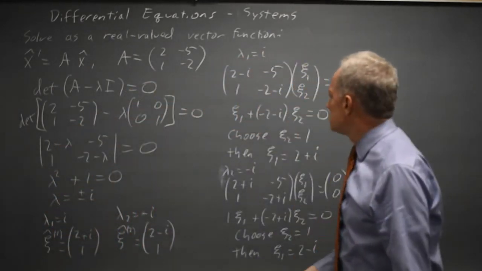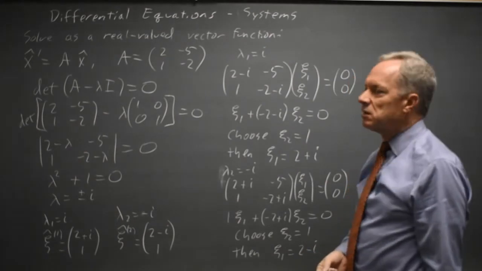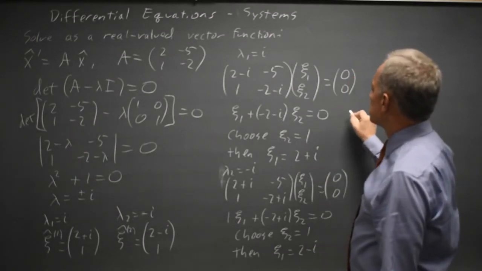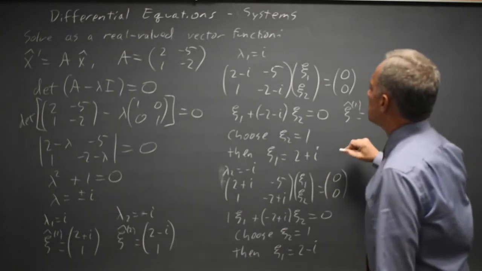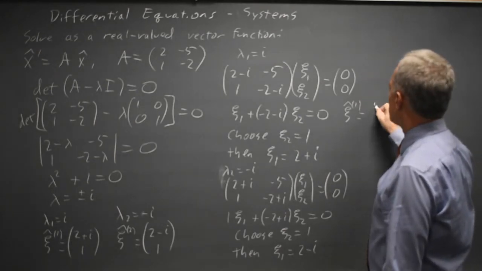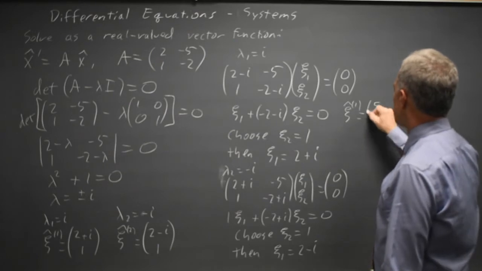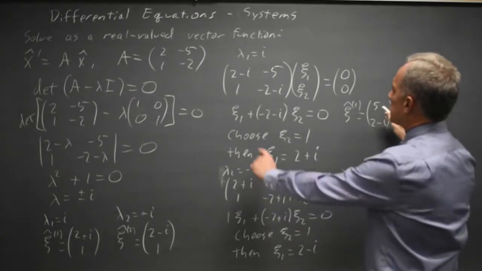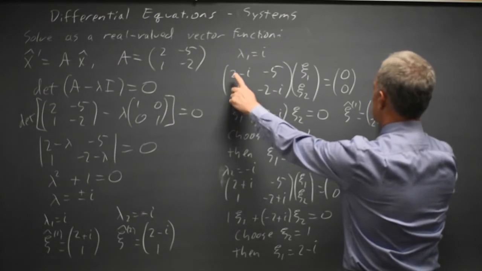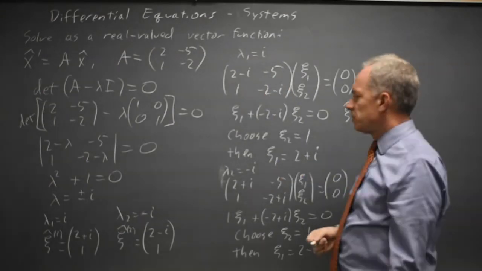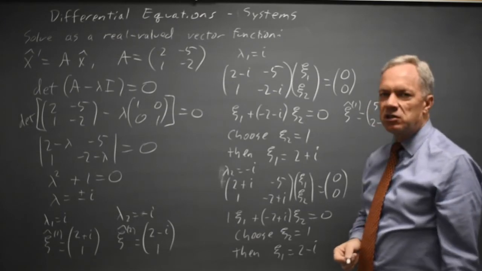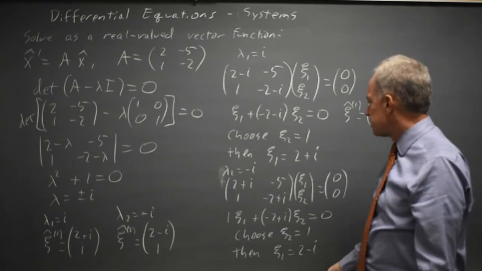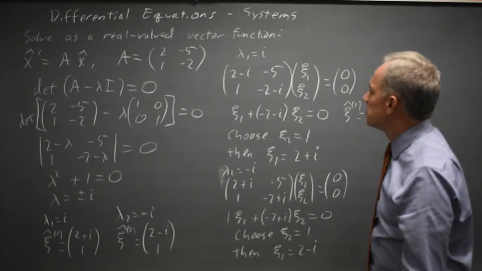Had I chosen to work with the first row, I would have arrived at eigenvector 1 equals [5, 2 minus i], perhaps, because that gives me 5 times 2 minus i minus 5 times 2 minus i, and then its conjugate for the second eigenvalue. These turn out to be equivalent. They're multiples of each other, complex multiples, but still multiples.